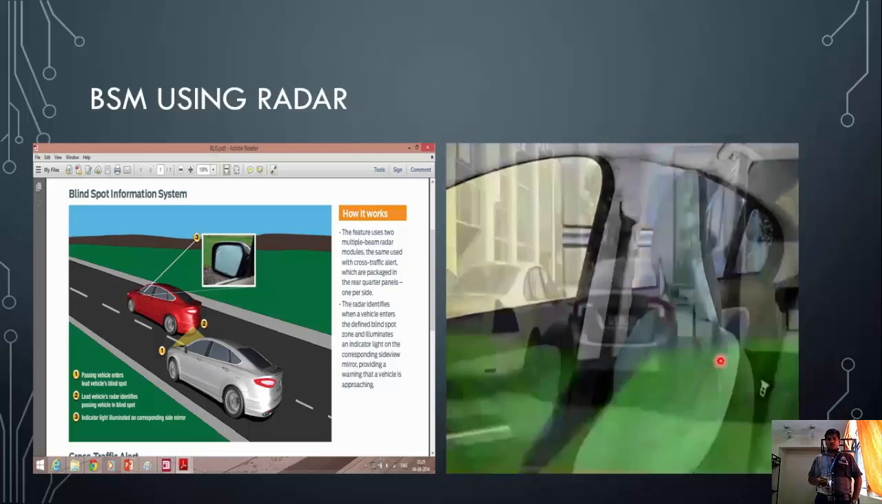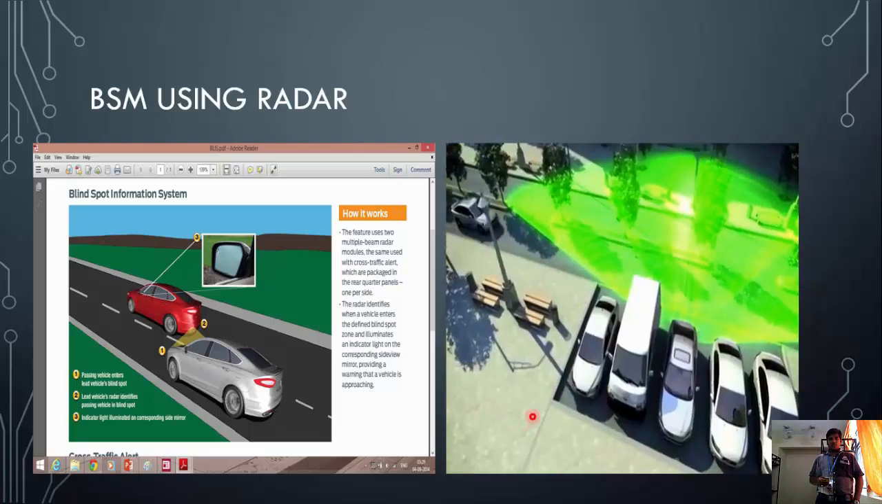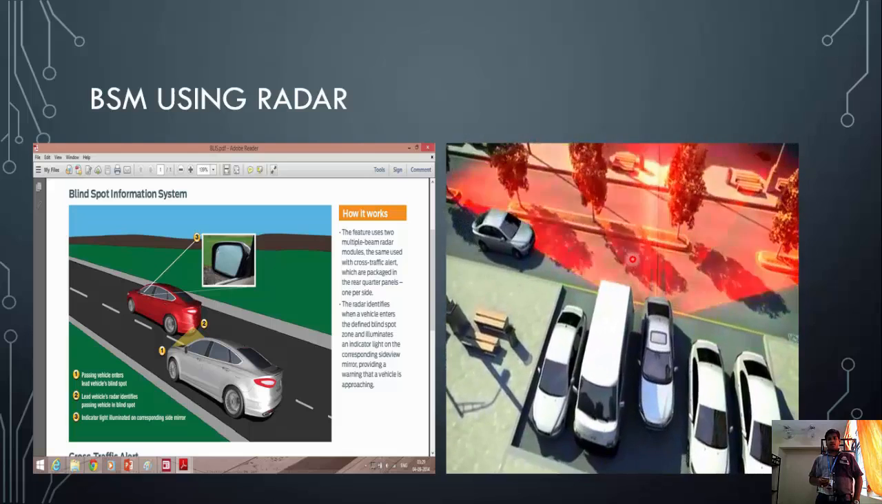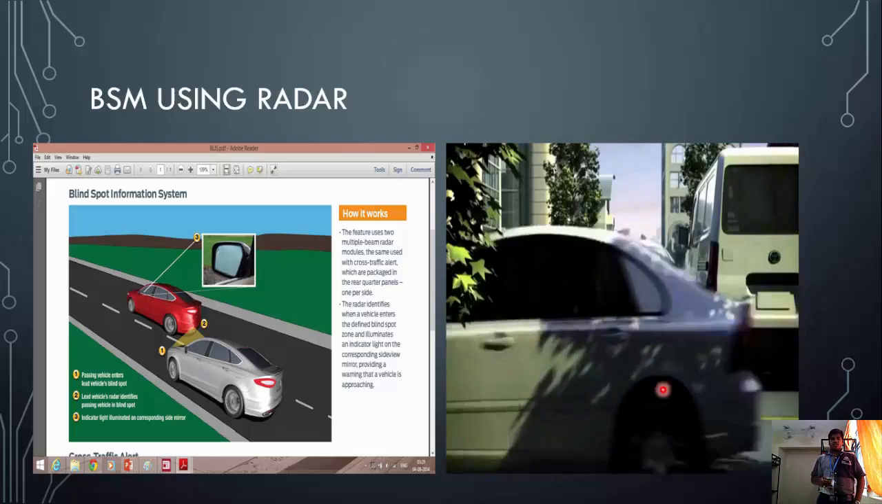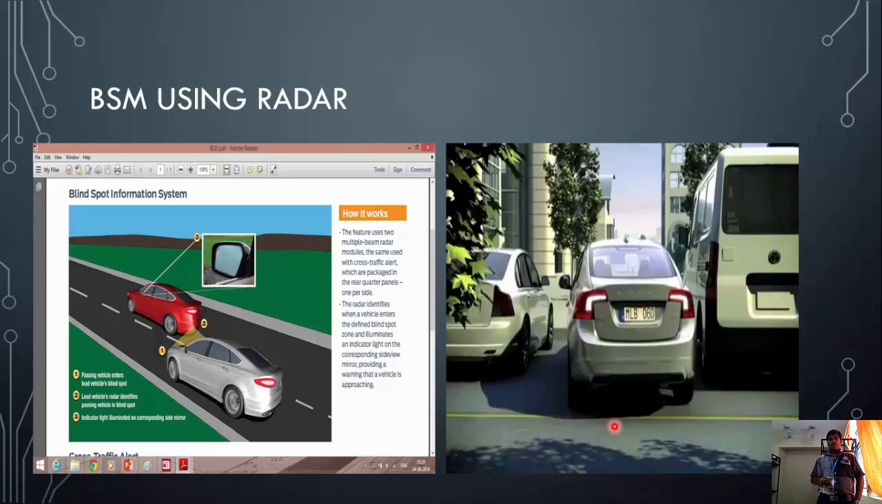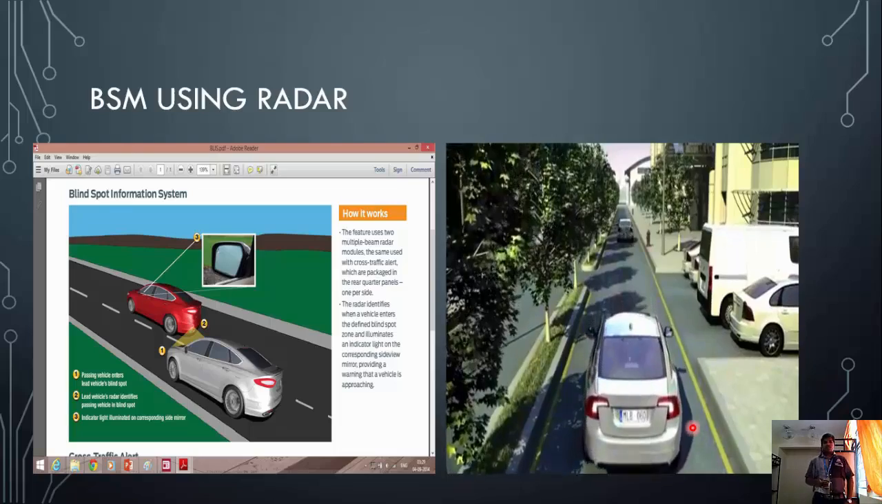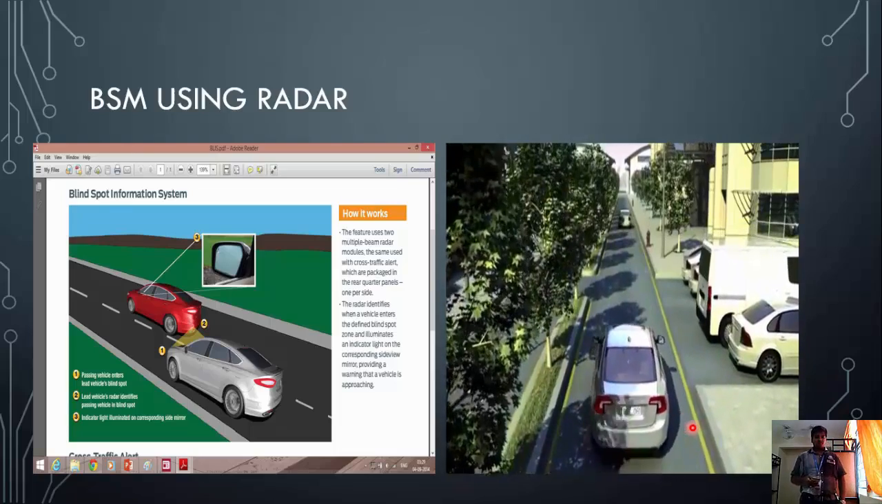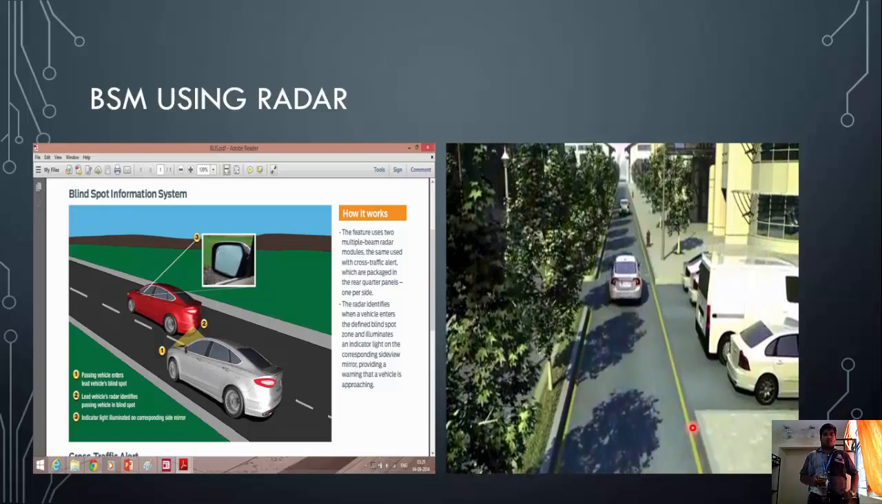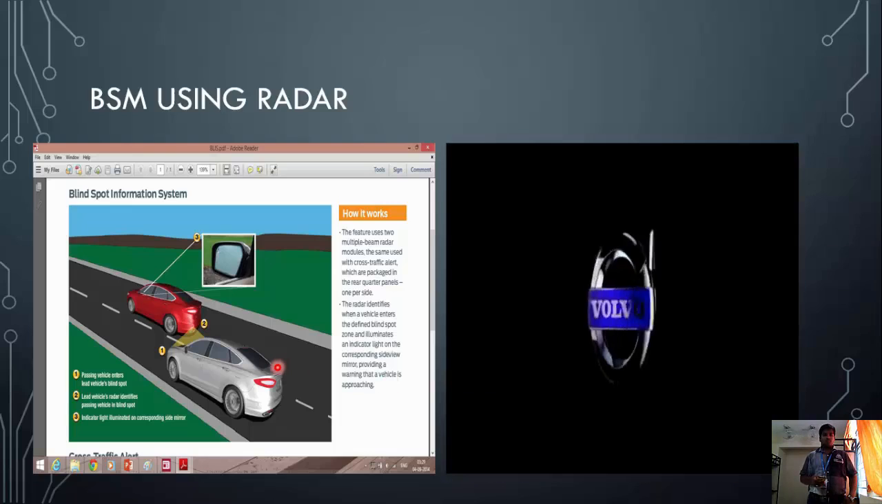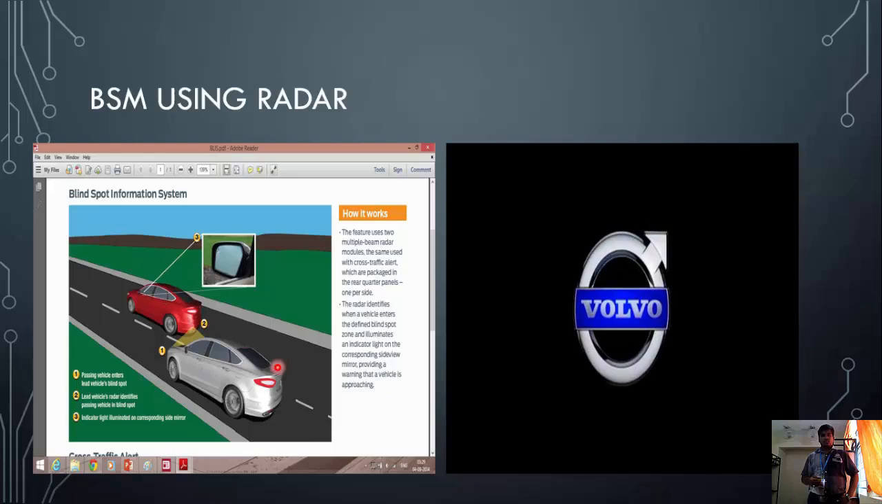And in reverse, the radio electromagnetic wave is produced. Whenever an object is detected, it gives a signal. This is very useful for parking sensors and reverse control. And this application is done in the Volvo S80 sedan, as I already said.